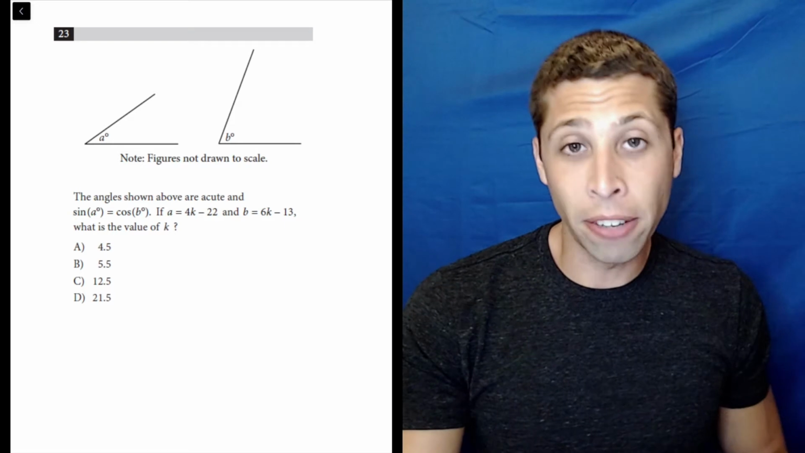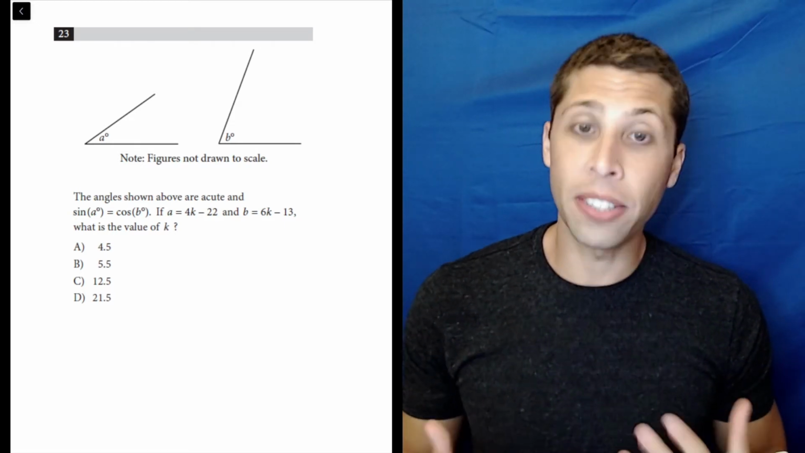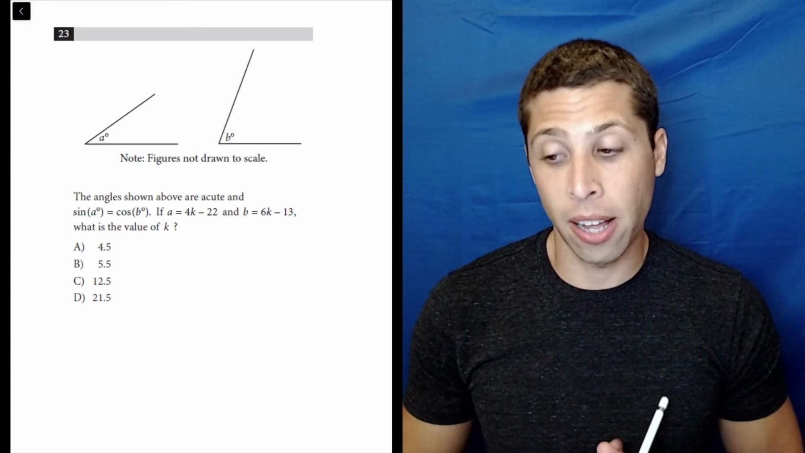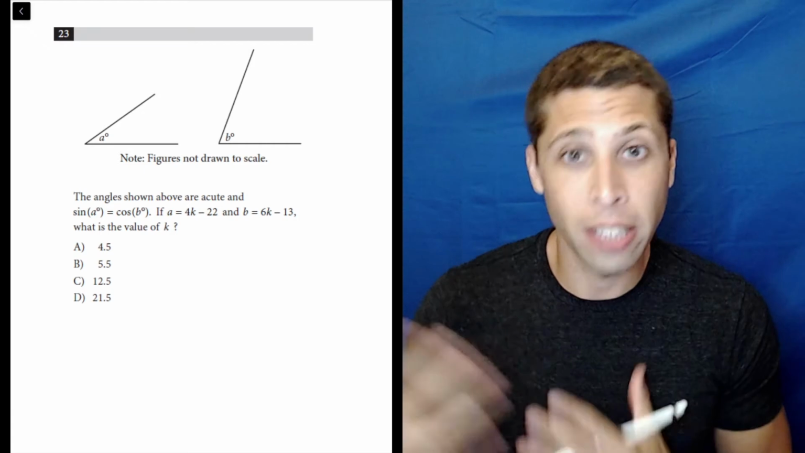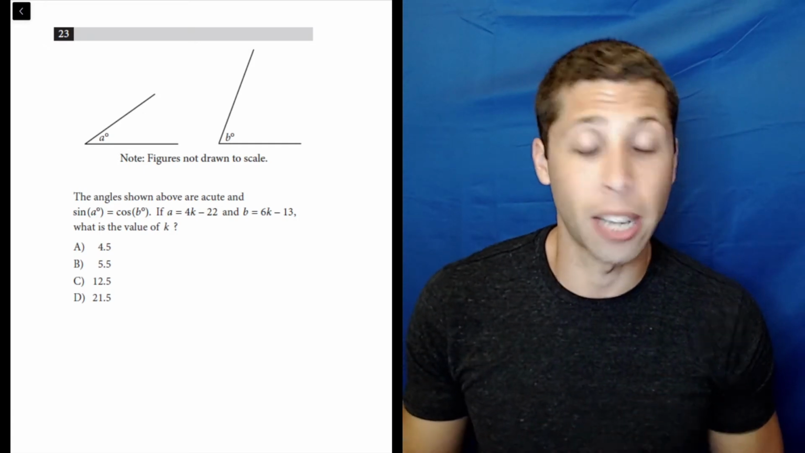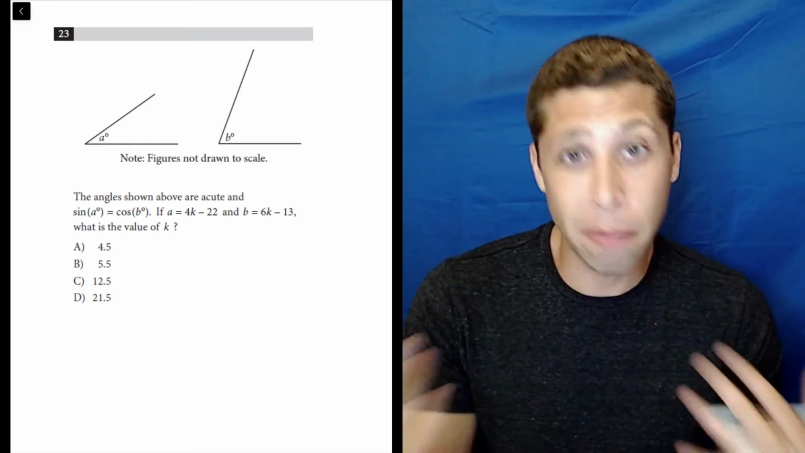This is a very difficult trigonometry question. And to be honest, the only reason that I can really figure this out is because I know the SAT so well. It's not so much that I'm really great at trigonometry, it's more that I'm just really good at knowing how trigonometry is tested on the SAT. And this is something that comes with practice and hopefully my videos.